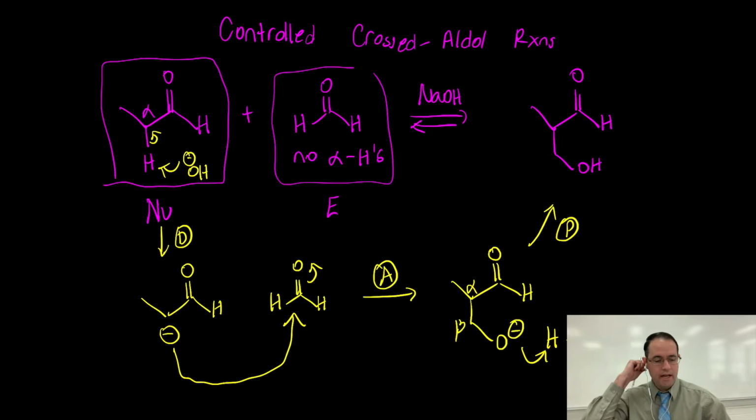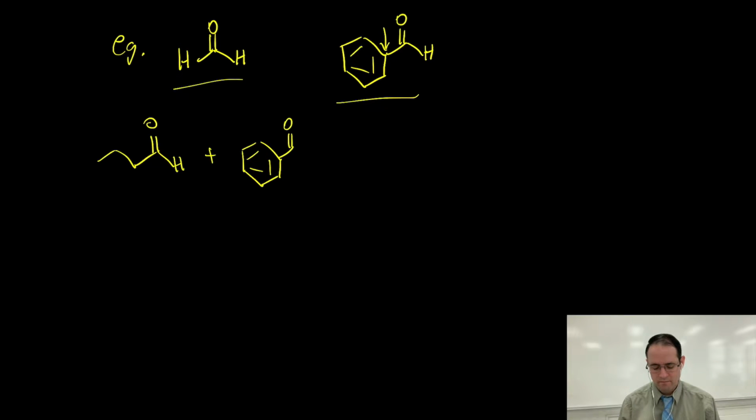There are other molecules that have no alpha hydrogens, and an example of that, so we talked about formaldehyde, that can only be the electrophile. Benzaldehyde also has no alpha hydrogens. There's no hydrogens here at the alpha carbon. That carbon has four bonds, so there's no hydrogens there. So benzaldehyde and formaldehyde can be used very efficiently in crossed aldol reactions. So if I have, let's do butanol, and I treat this with benzaldehyde, and I add sodium hydroxide, and we're going to heat this time. So recall that when you have heat, you want to dehydrate the alcohol to give you the alkene.